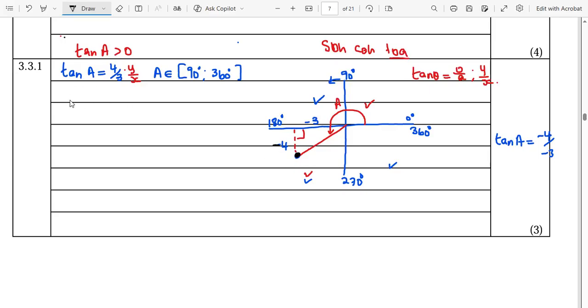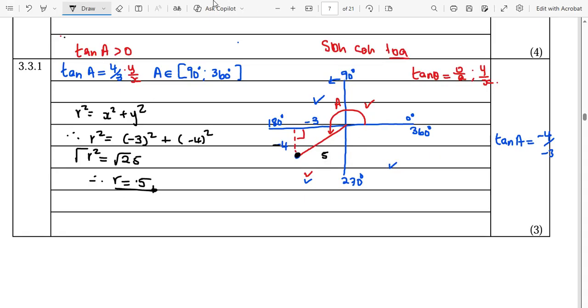Now we need to use the theorem of Pythagoras to find r. So r squared is equal to x squared plus y squared. Let's substitute. r squared is equal to minus 3 squared plus minus 4 squared. Therefore, r squared is 25, because that's 9 plus 16. You square root both sides. This is the radius, it's always positive. So r is 5.